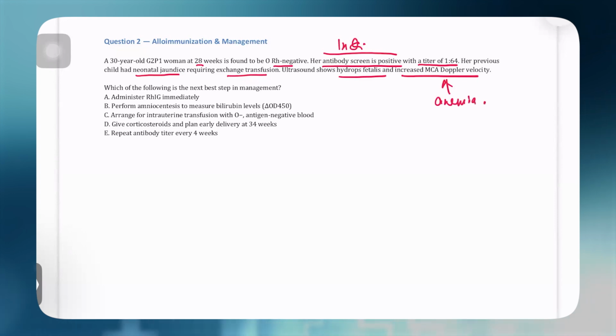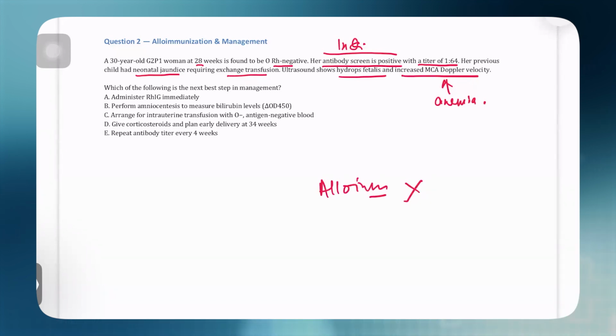So, which of the following is the next best step? She's just 28 weeks. Already the fetal hemolysis has begun, what we can make out from the situation. So, will giving RHIG now help the patient? No, sir. So the alloimmunization has already occurred. So that means now it will not help.